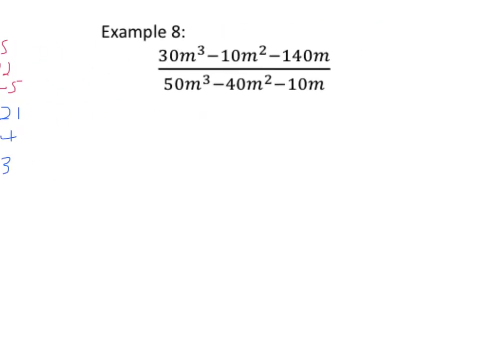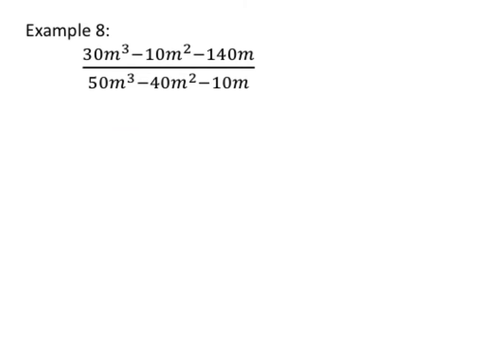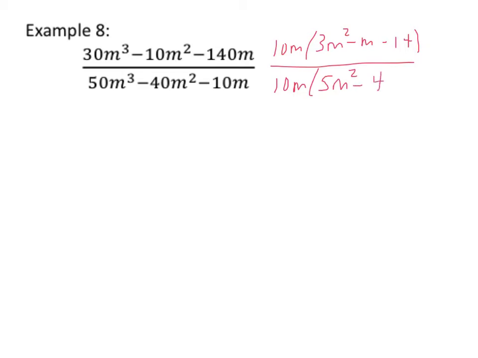The next one, we have a lot going on here, but the first thing we should notice is that I can factor out a 10m from the numerator right from the get-go, before I even try and think about factoring. If I factor that out, I get 3m squared minus m minus 14. On the bottom, I can do the same. Take a 10m out, and I end up with 5m squared minus 4m minus 1.